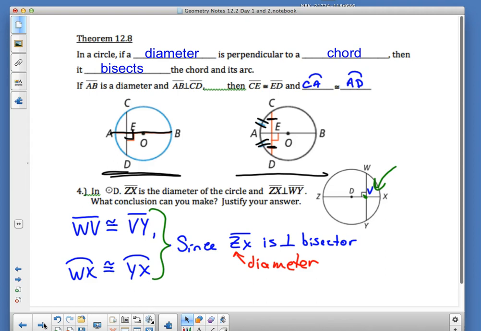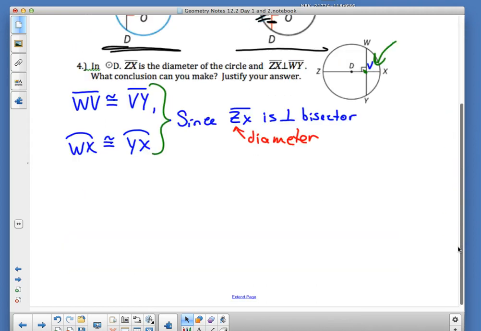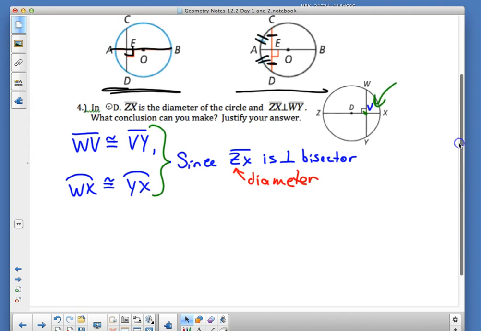You'll be asked, hey, what do you know about this? And you'll look, hey, what things exist? Do I have a diameter? Are they perpendicular? Do I have chords? What can I say about them? And that's the type of stuff you'll be asked to do in your assignment today.